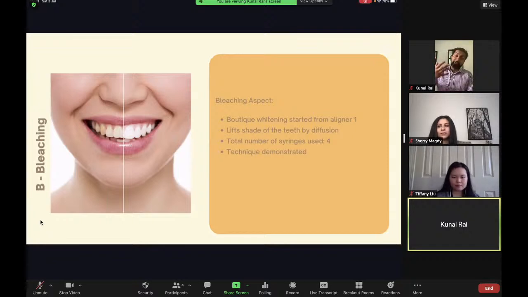A tooth is basically made of 3 layers: enamel, the outermost shell; the middle layer called the dentin; and then the pulp, which is the live tissue, where the blood supply and the nerves come. So when you put on a bleaching product, which is generally hydrogen peroxide or carbamide peroxide, it diffuses from the outer shell, the enamel, into the dentin, which is generally yellow in color in adults. That is where it diffuses and lightens that color.